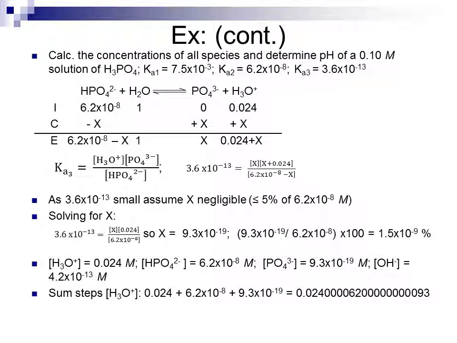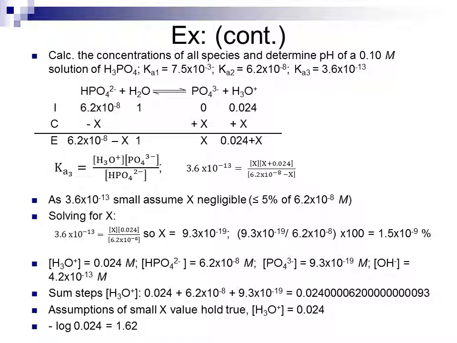If we sum the steps for H3O+ concentration, 0.024 plus 6.2 × 10^-8 plus 9.3 × 10^-19 gives us this long number. The first non-zero digit after the 4 is 5 decimal places past it, which means that rounding to any reasonable significance, we ignore the addition of the second two amounts of hydronium. So we can assume that the hydronium concentration is 0.024. Our assumption of the small x value holds true. Calculating a pH by taking the negative log of 0.024, we get a pH of 1.62.